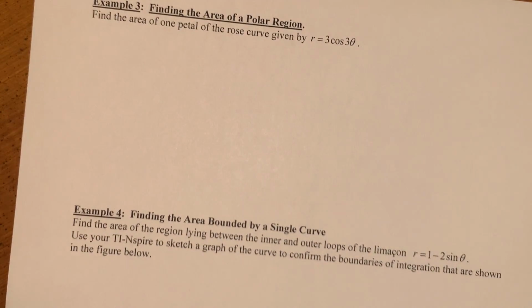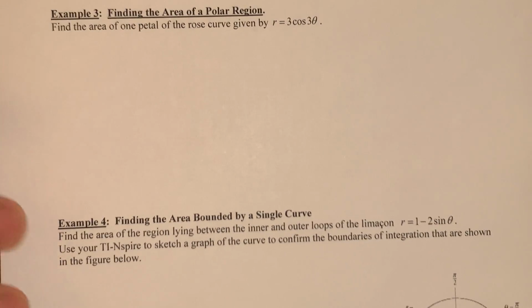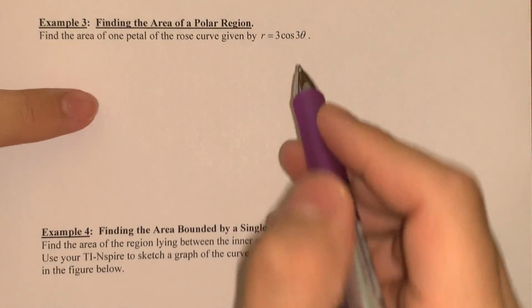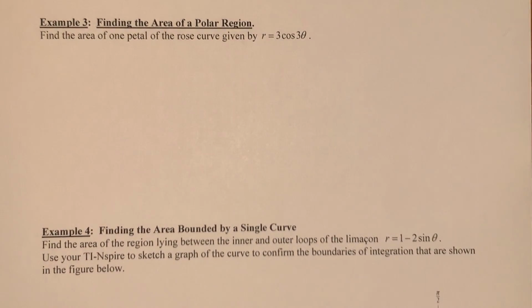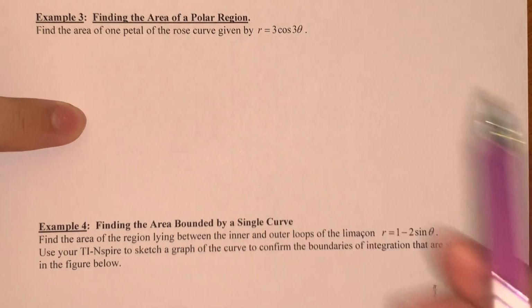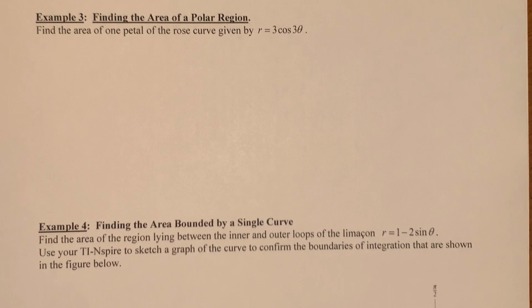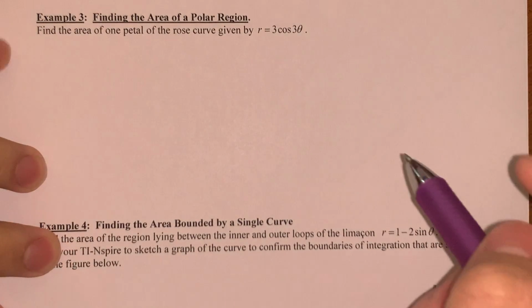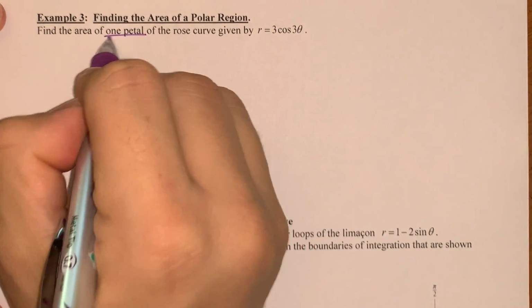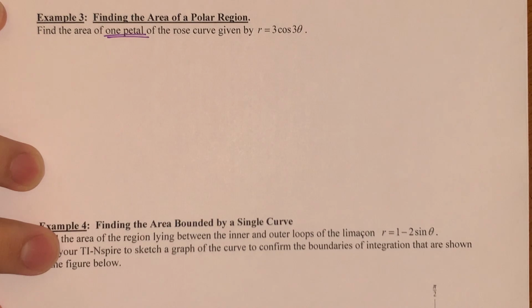All right, let's look at this first example. So example number 3, it says find the area of one petal of the rose curve given by r is equal to 3 cosine of 3 theta. Well, if that looks familiar, it's probably because we've already graphed this at the end of the notes that I told you to go back and check. But here's the thing. They're only interested in one petal of that rose.